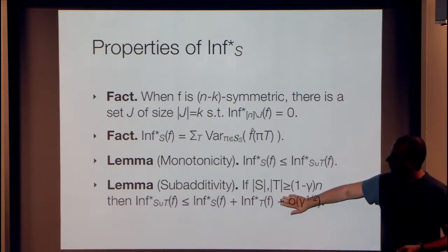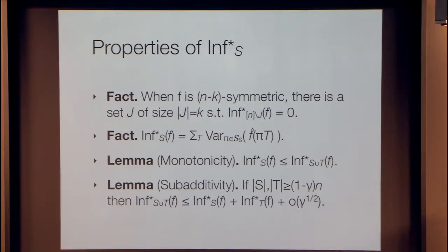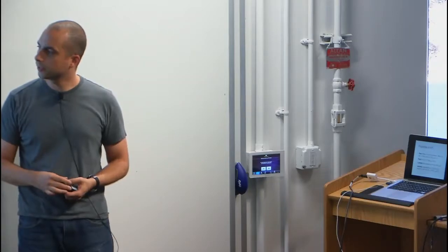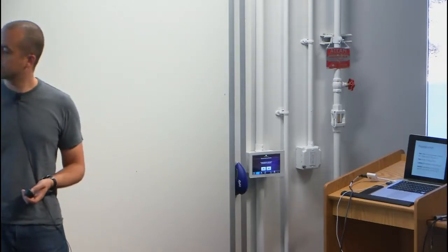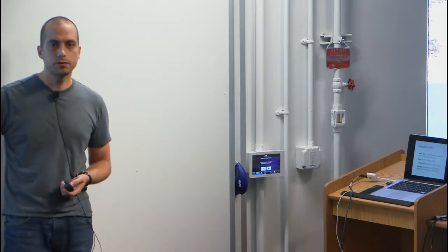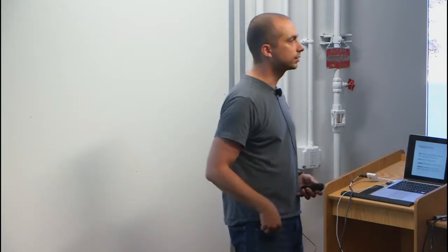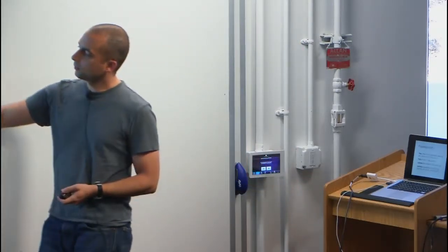Subadditivity is something that holds for standard influence, where if you look at the union of two sets, its influence is bounded above by the sum of the influences of the sets. This is no longer true with this notion of symmetric influence, but it's almost true in the sense that if your sets are large enough, the symmetric influence of the union of the sets is almost bounded, up to some factor that depends on the size of the sets, by the sum of their symmetric influences. And what we'll see is that we can actually use this to prove the upper bound result, to prove that partially symmetric functions are isomorphism testable.